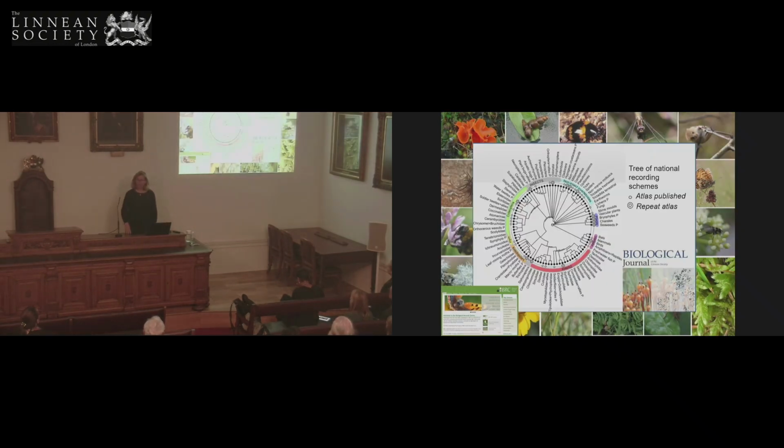So I'm in the Biological Record Centre, which is part of the Centre for Ecology and Hydrology, and it's really a very great privilege to be leading zoology within the Biological Record Centre. So the Biological Record Centre, or BRC, was established in the 1960s in recognition of this amazing legacy we have in the UK of recording wildlife. And there's nowhere quite like it in the world.